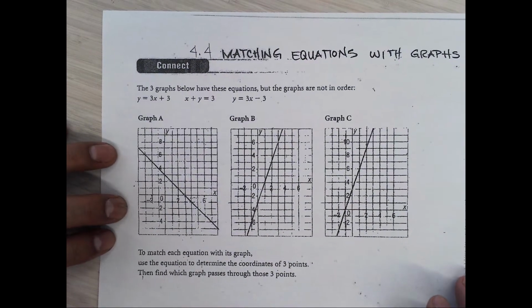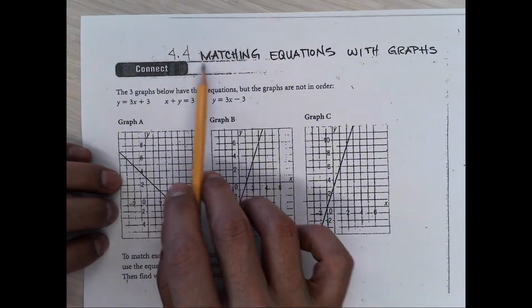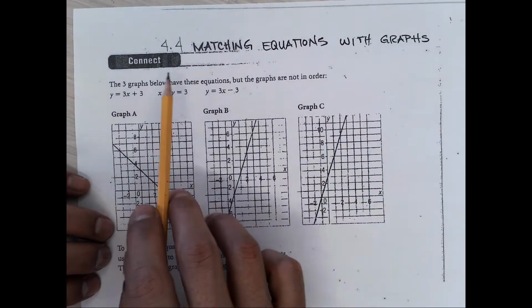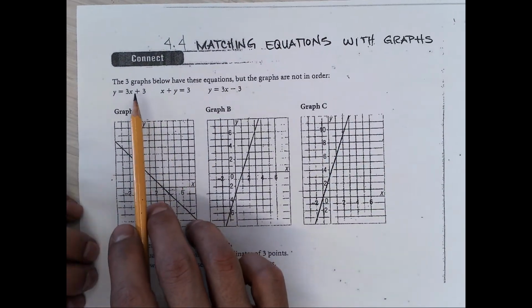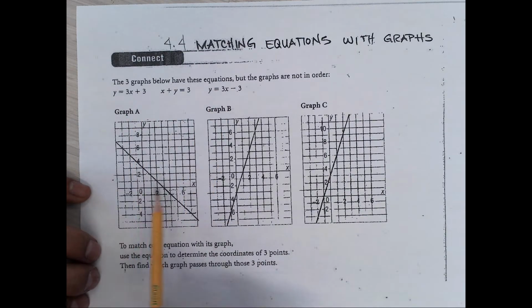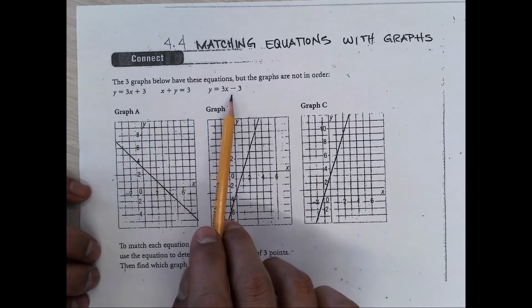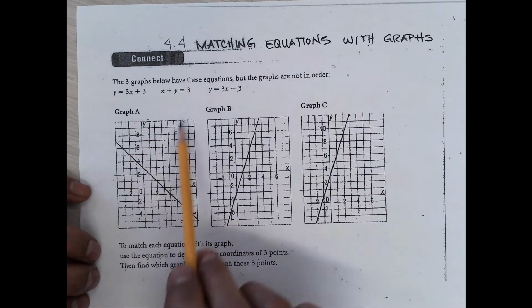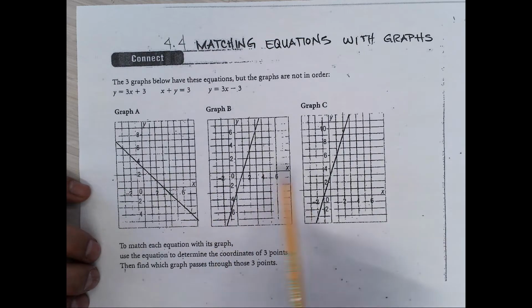This time we are in section 4.4, matching equations with graphs. So our objective, which we're going to learn, is how to match these equations with these graphs. You have three equations. The question is, which one of these equations is actually for these graphs? We got three graphs, we got three equations.